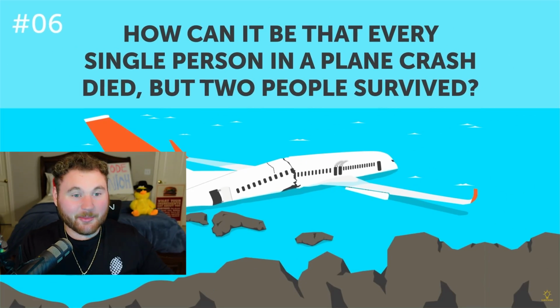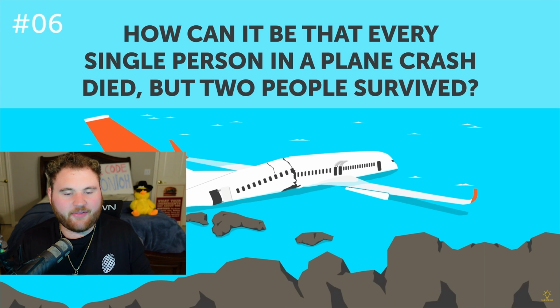Okay, now I know for sure I at least got one right, because I remember the question about the plane of the survivors and where we should bury them, and I said we should bury the survivors. So therefore, I'm not completely dumb. Okay, question number 6. How can it be that every single person in a plane crash died, but 2 people survived? That doesn't make sense, because if every single person died, there are no survivors. Like, that's how they keep tally.